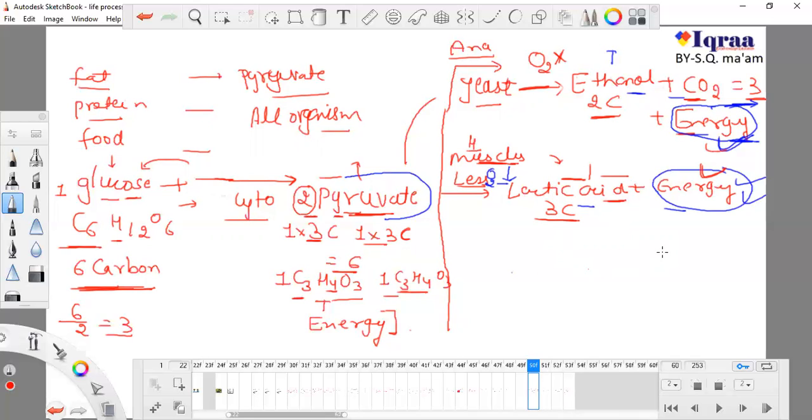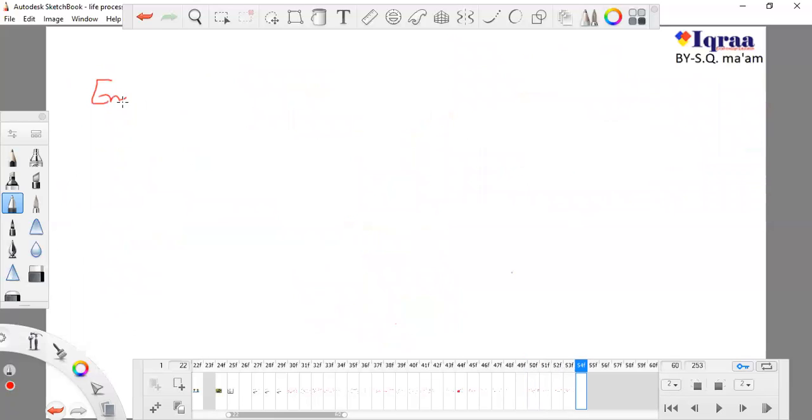Now, energy production: each and every cell of our body needs to produce energy. So the muscle cells sometimes go under anaerobic respiration, and they produce lactic acid. Muscle cells, don't forget. Muscle cells sometimes undergo respiration without oxygen, and it will form lactic acid.